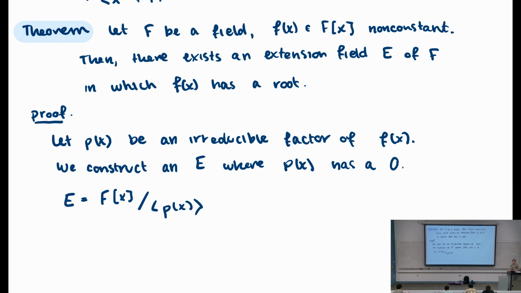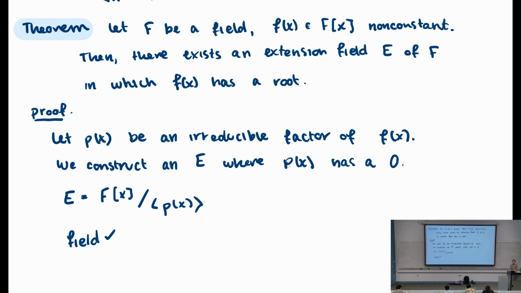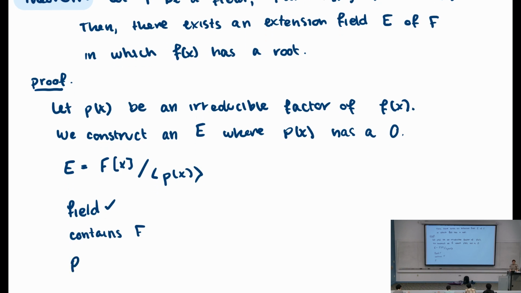Okay, so from the theorem from last time, we know that this is a field because p is irreducible. So it is a field. We need to show that it contains F, right? We want this to be an extension field of F. So we want it to contain F. And then we also need to show that p(x) has a root in this field. So let's show first that it contains the field F.